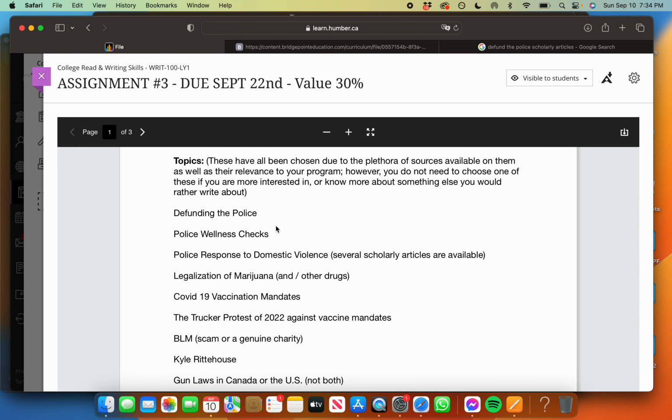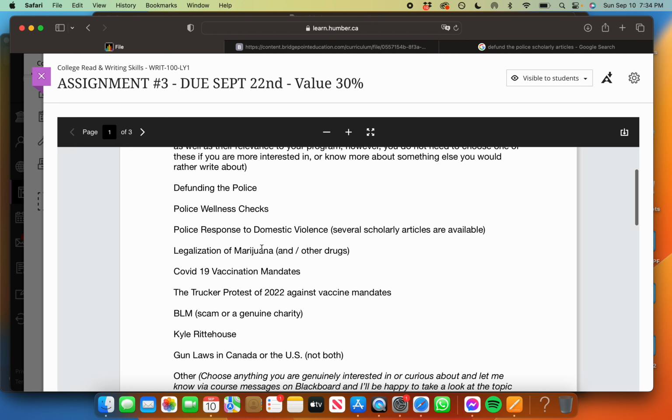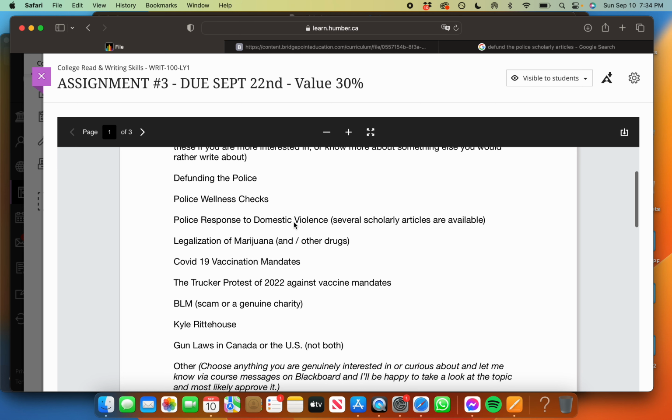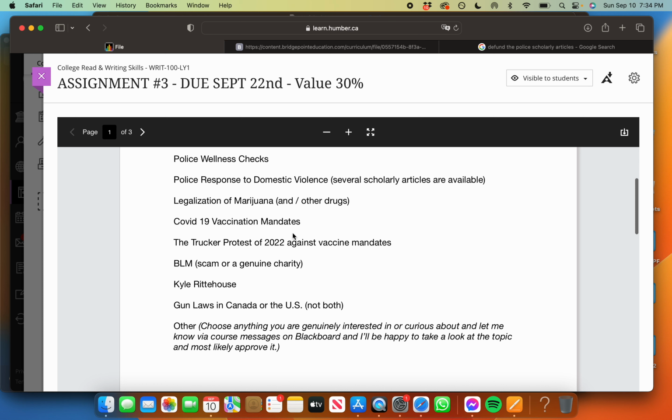Defunding the police, obviously, we discussed that. Police wellness checks. Police response to domestic violence. There's several scholarly articles available, like what transpires in these responses. Legalization of marijuana and other drugs, COVID-19 vaccination mandates. So these are just general topics. You can pick any finer or smaller point.